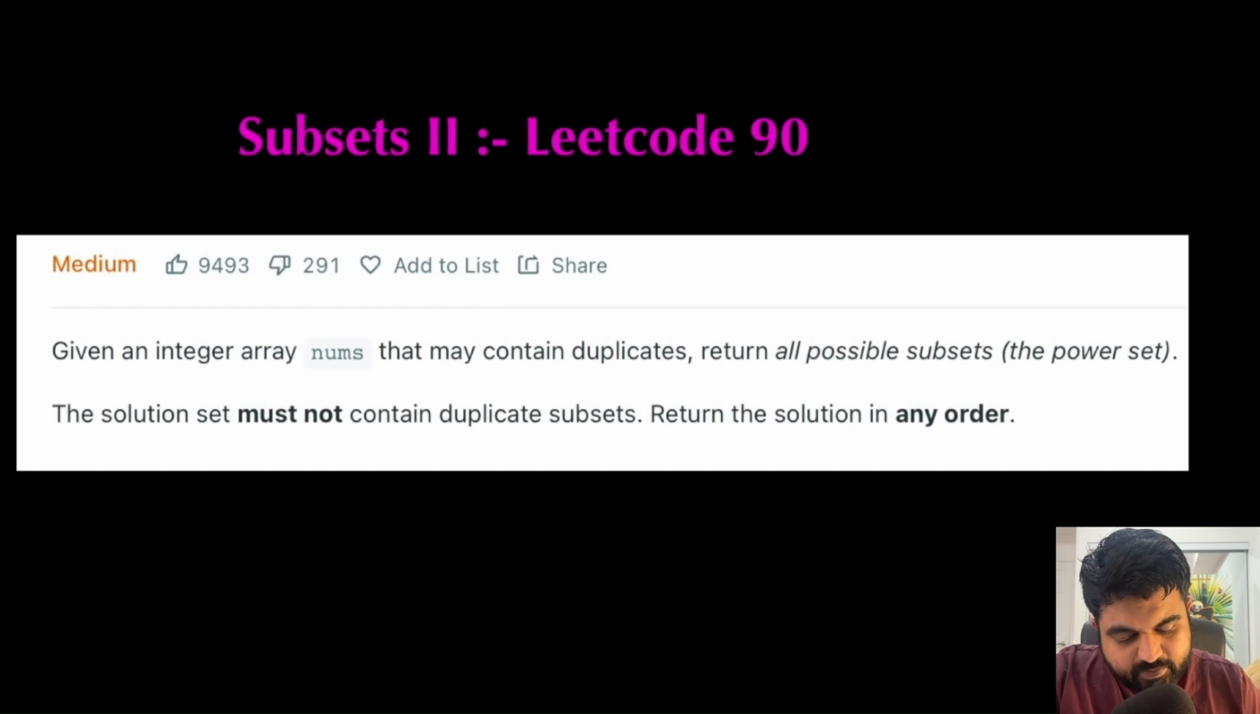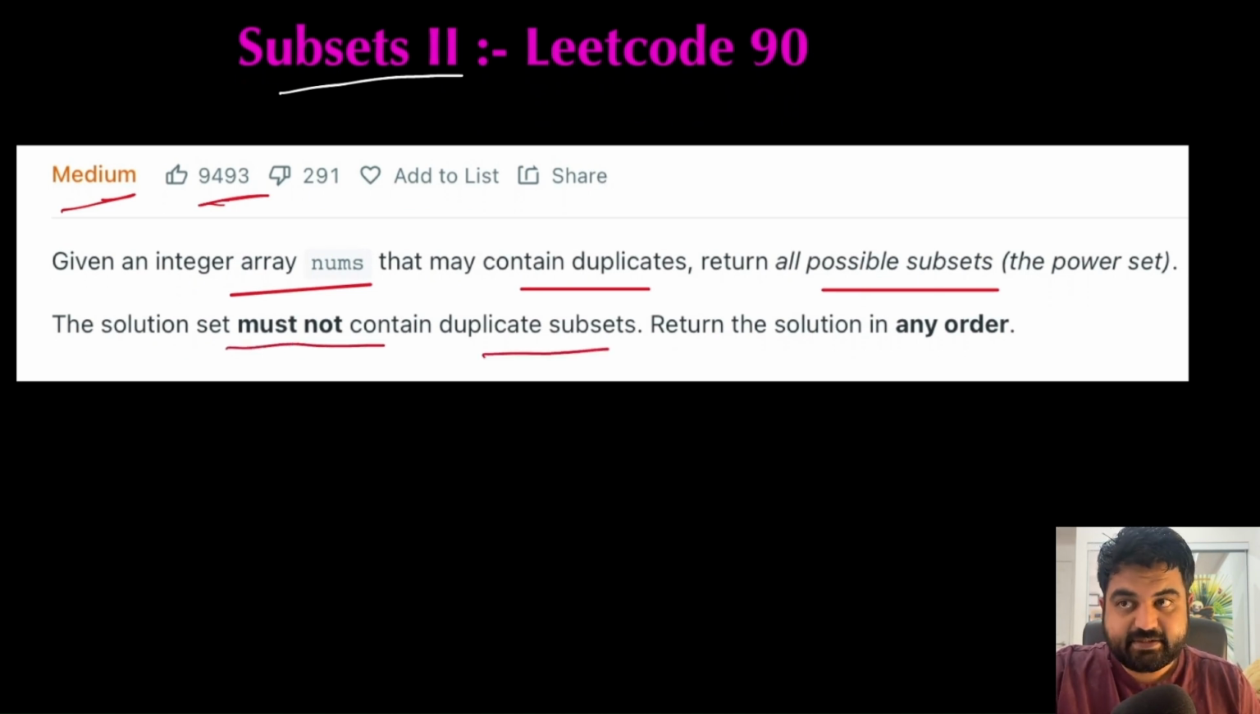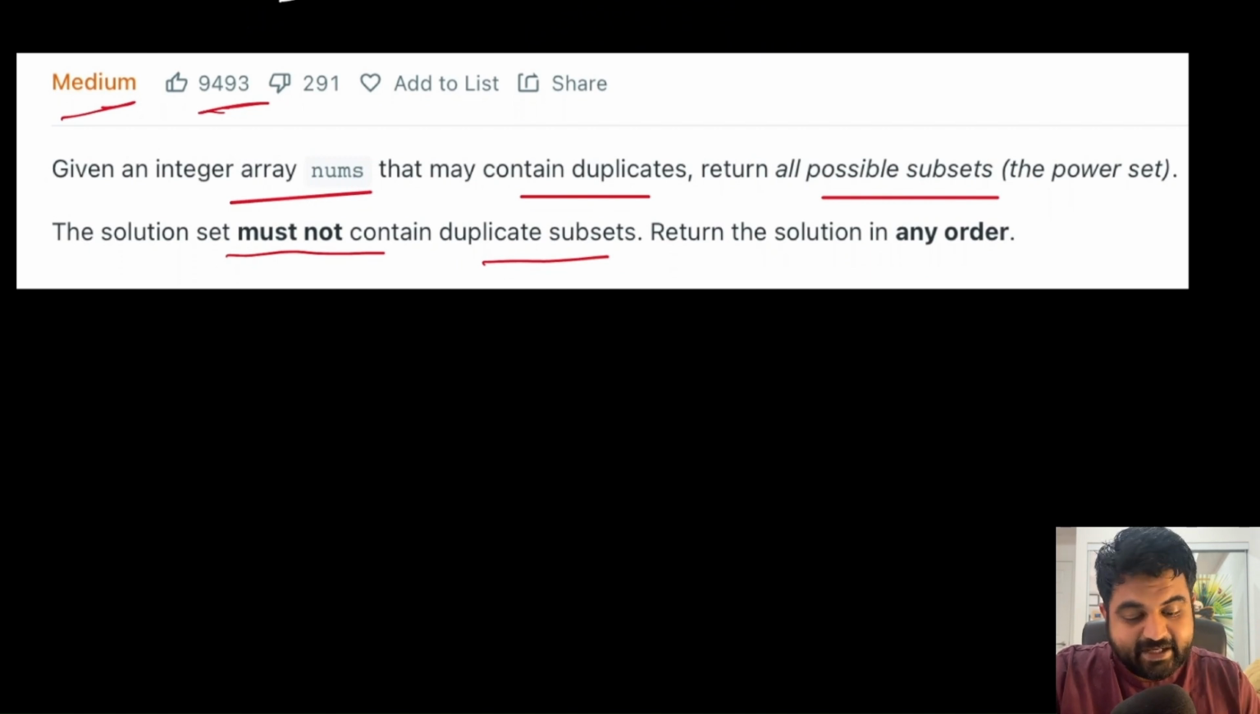Now we are going to be solving the problem Subsets 2. Now this is very similar to our original subsets problem, but there is a slight difference. Now we can see that this one is a medium problem and also a very well-liked problem. The problem statement is that we are once again given an integer array nums that may contain duplicates. So we need to return all the possible subsets. Plus we are told that the solution set must not contain duplicate subsets. So there is only just one tiny bit of difference.